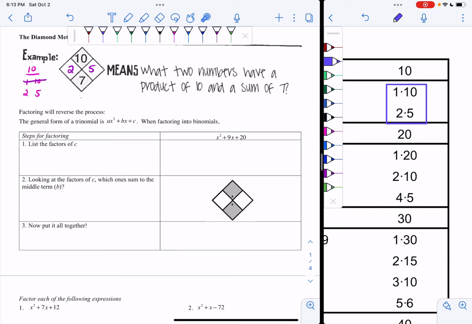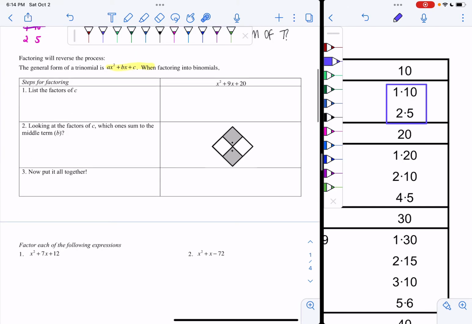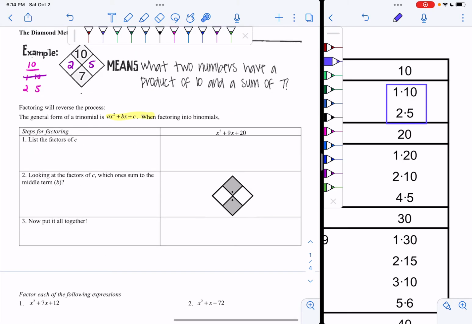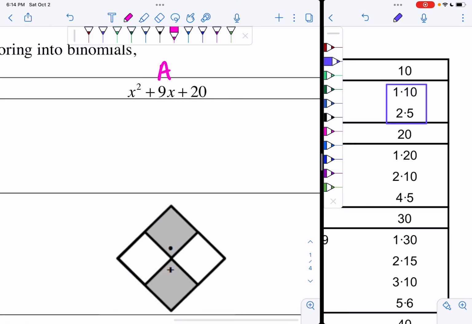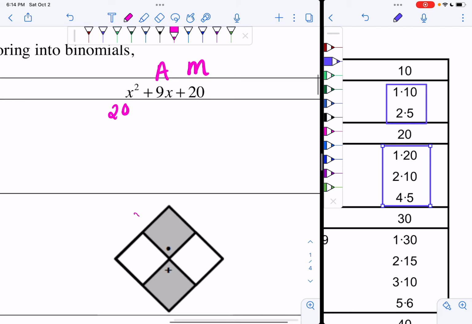The general form of a trinomial is ax squared plus bx plus c. When we want to factor into binomials, we just follow this procedure. So right now we want to factor x squared plus 9x plus 20. The first step says list all the factors of c. Remember, I want to add up to my middle and multiply to my last. So we're going to list all the factors of 20, which are 1 and 20, 2 and 10, and 4 and 5.